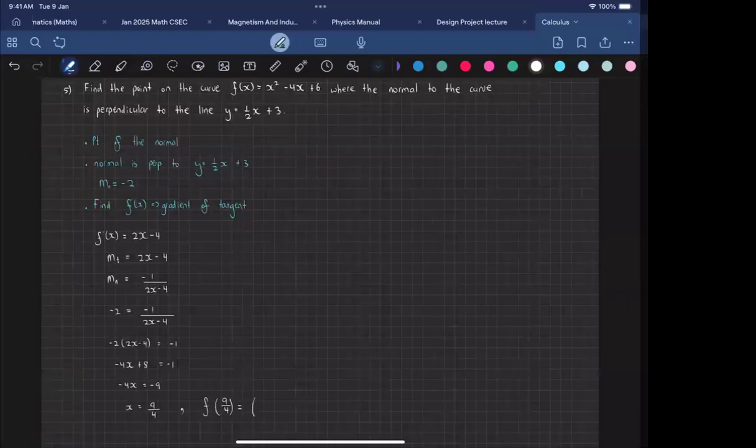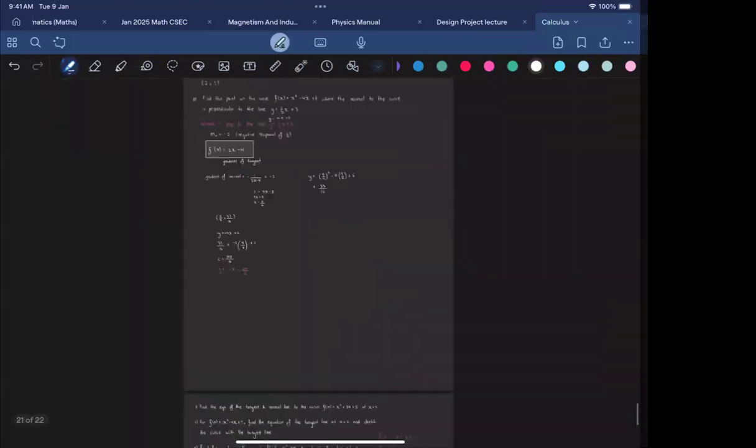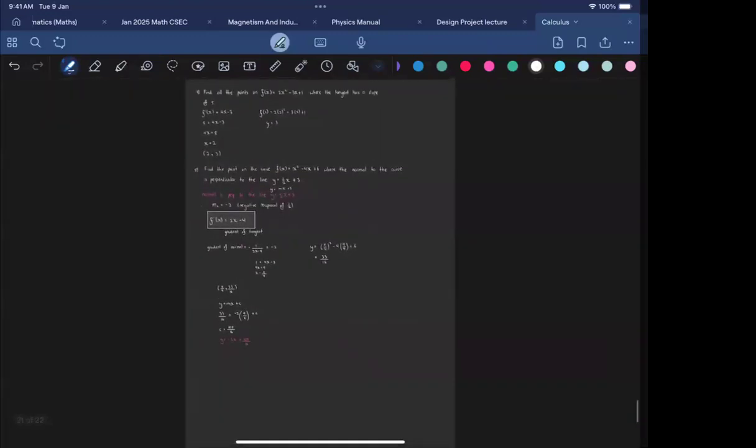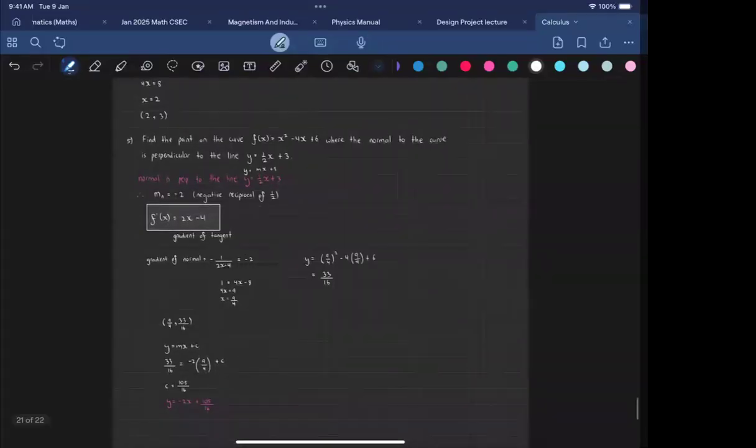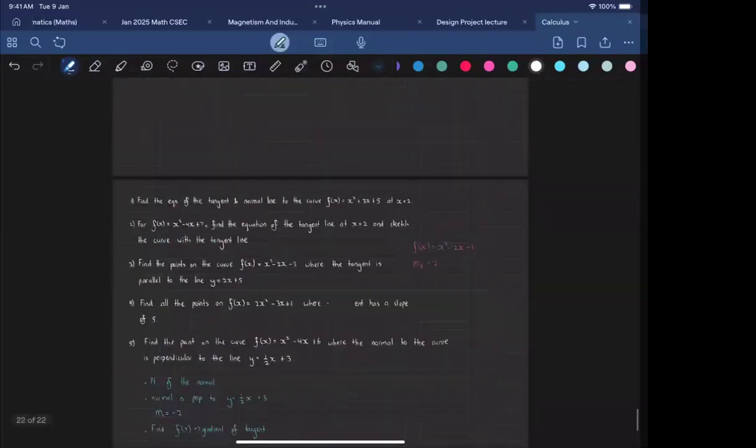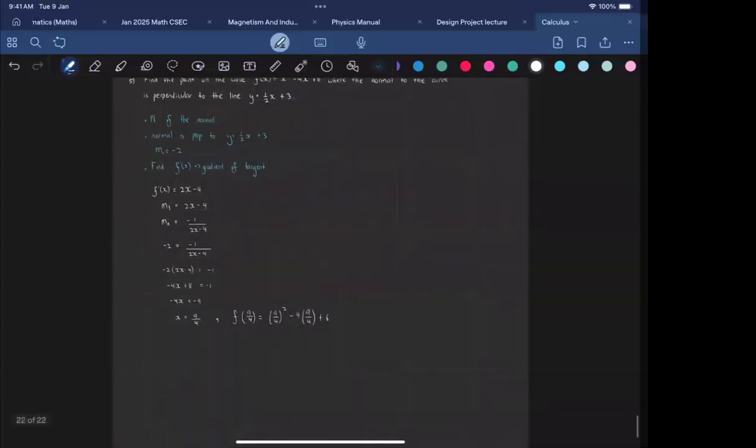Right, so that'll be 9 over 4 squared minus 4 by 9 over 4 plus 6. And when you plug that into the calculator, you should get 33 over 16. Yeah, 33 over 16.